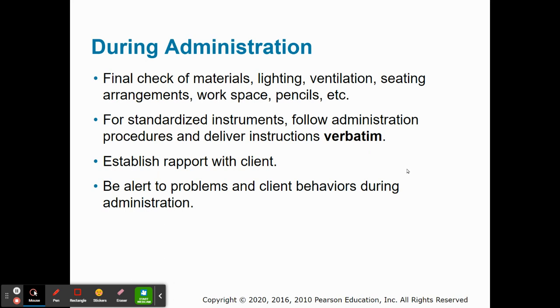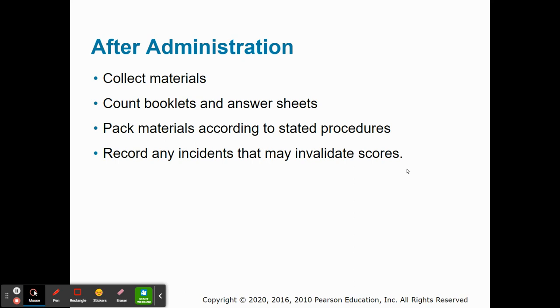If it's a standardized test, you're going to follow those directions verbatim. You're going to just read those out to the client. Hopefully, you're going to be able to establish a rapport with the client. And a lot of times in a standardized test, that's going to come down to body language. So if your body language is approachable and welcoming and warm, that's going to help you in a standardized test to build rapport with a client. Be alert to problems and any behavioral issues that come up during administration.